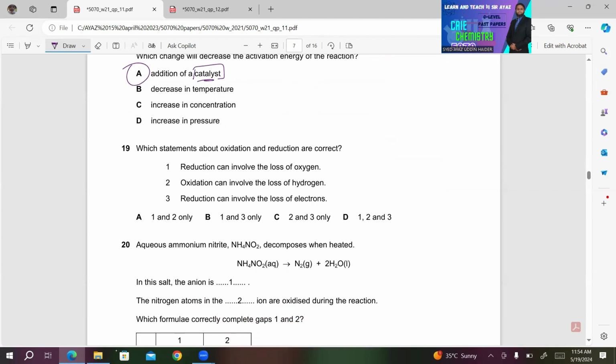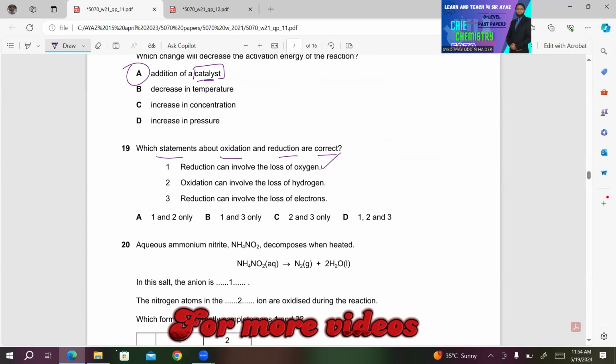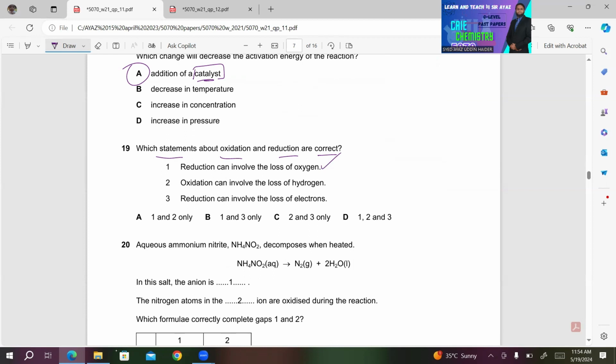19. Which statements about oxidation and reduction are correct? 1. Reduction can involve the loss of oxygen. This is correct. Number 2. Oxidation can involve the loss of hydrogen. Yes, this is also correct because oxidation does involve the loss of hydrogen. 3. Reduction can involve the loss of electrons. This is wrong. It involves the gain of electrons. So 1 and 2 are the right statements. So A is the right choice for this question.